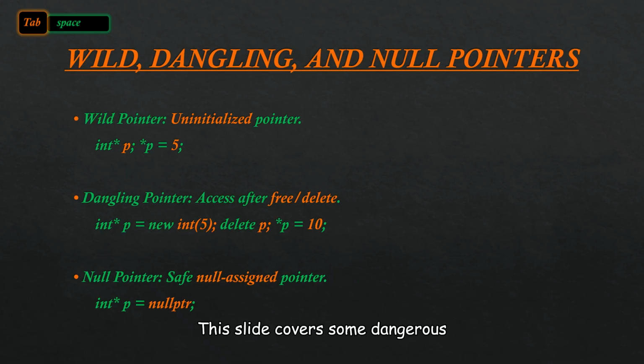This slide covers some dangerous scenarios involving pointers that you must avoid. First, a wild pointer. A wild pointer is a pointer that has been declared but not initialized. It may point to any random location in memory, making it extremely unsafe. Next is a dangling pointer. This occurs when memory is deallocated but the pointer still points to the old memory location. Any access to such memory can lead to undefined behavior. Lastly, a null pointer is a safe way to say a pointer is pointing to nothing. It helps prevent wild or dangling behavior by explicitly marking the pointer as invalid. Always initialize your pointers and reset them to null after deallocation.